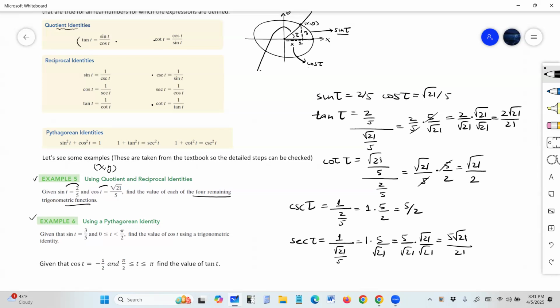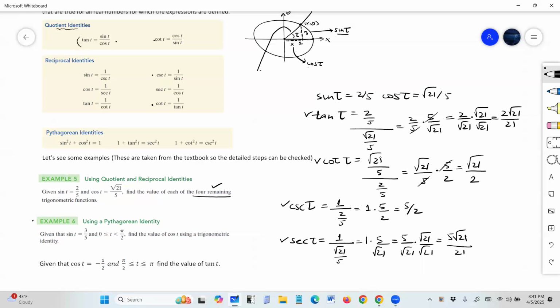Okay. So let's see. We already had sine and cosine. Now I have tangent, we have cotangent, we have cosecant, and we have secant. So from the sine and cosine that we were given, just as before, when we were given a point, we're able to find the 4 remaining trigonometric functions. So this is pretty much the same thing, but now information is given to us in terms of functions. So let's take a look at example 6.